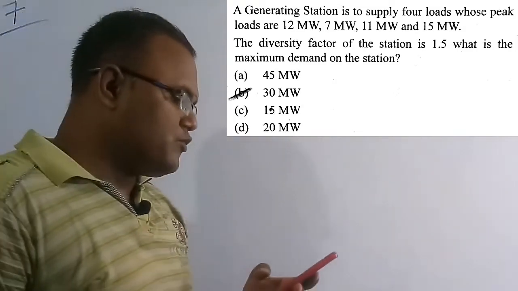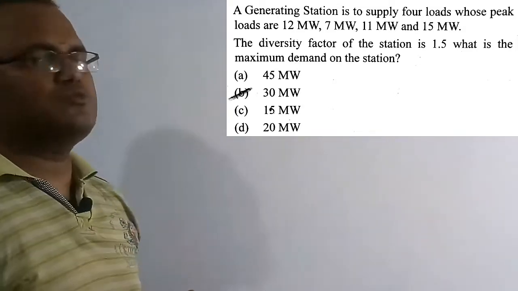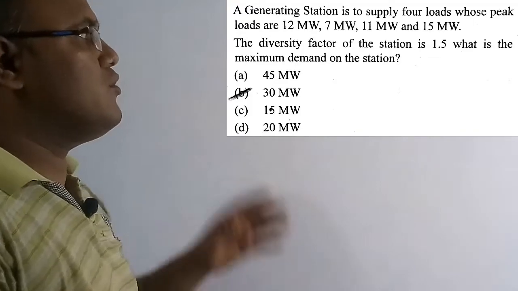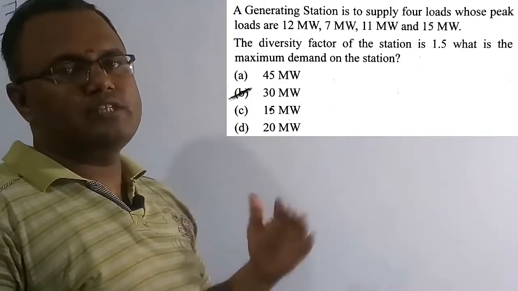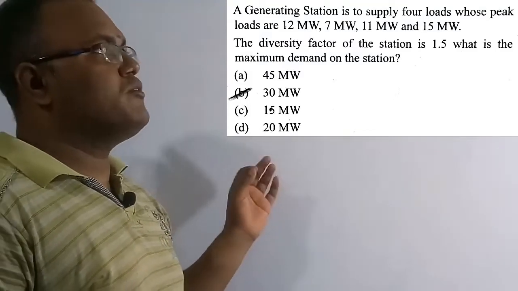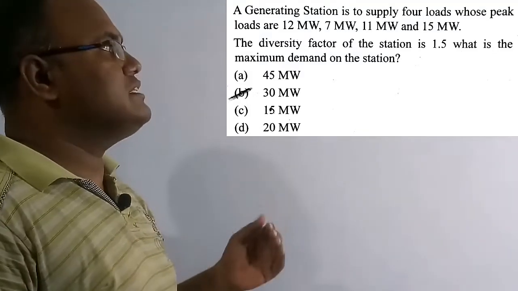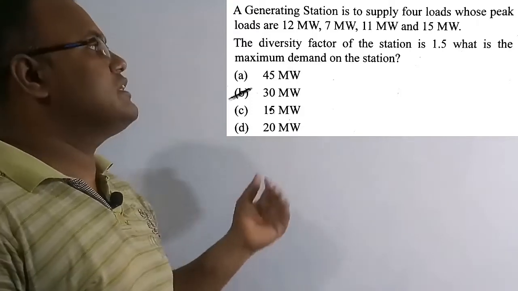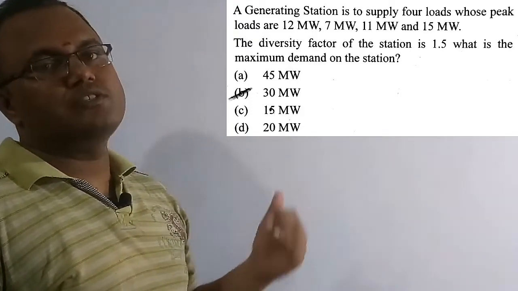So here, out of the 4 options, option B, 30 megawatt, is the correct solution of this question. Basically there are 4 loads, and the peak demand is given for each and every load. Also the diversity factor of the power station is given. Based on this we need to figure out the maximum demand on the power station.